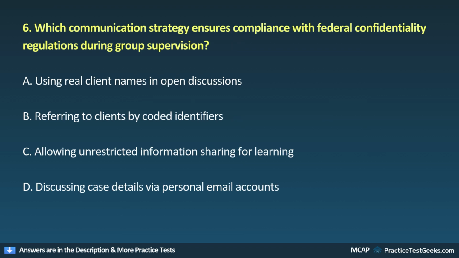6. Which communication strategy ensures compliance with federal confidentiality regulations during group supervision? A. Using real client names in open discussions. B. Referring to clients by coded identifiers. C. Allowing unrestricted information sharing for learning. D. Discussing case details via personal email accounts.